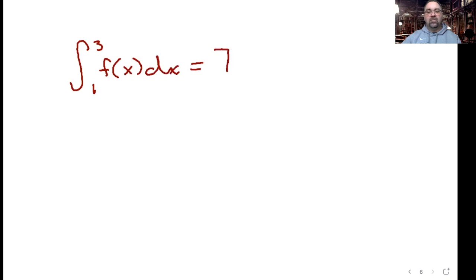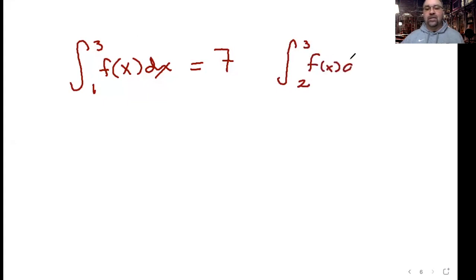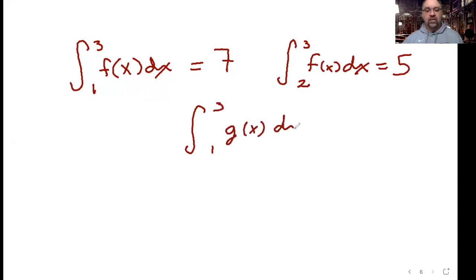I'm going to say the integral from, let's say, 1 to 3 of f of x dx is 7. And let's say the integral from 2 to 3 of f of x dx is equal to 5. And let's do one more. Let's have the integral from 1 to 3 of g of x dx be -2.